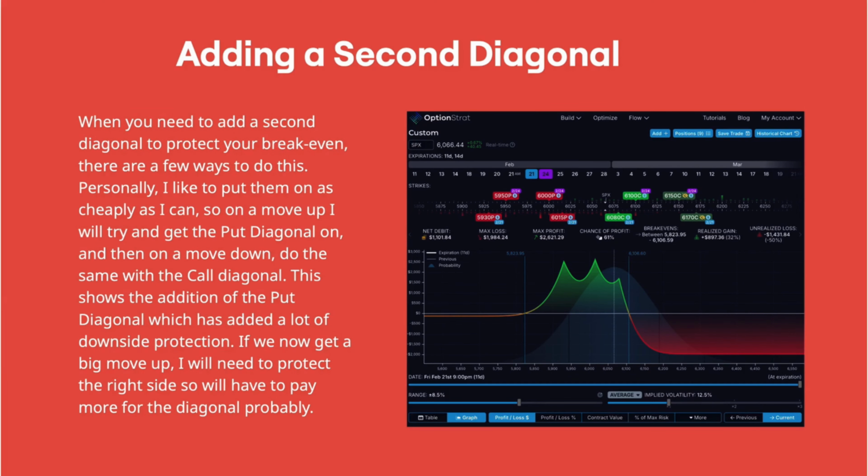When you need to add a second diagonal to protect your break even, there are a few ways to do this. Personally, I like to put them on as cheaply as I can. So on a move up, I will try and get the put diagonal on, and then on a move down, do the same with the call diagonal. This shows the addition of the put diagonal, which has added a lot of downside protection. If we now get a big move up, I will need to protect the right side, so we'll probably have to pay more for the diagonal.